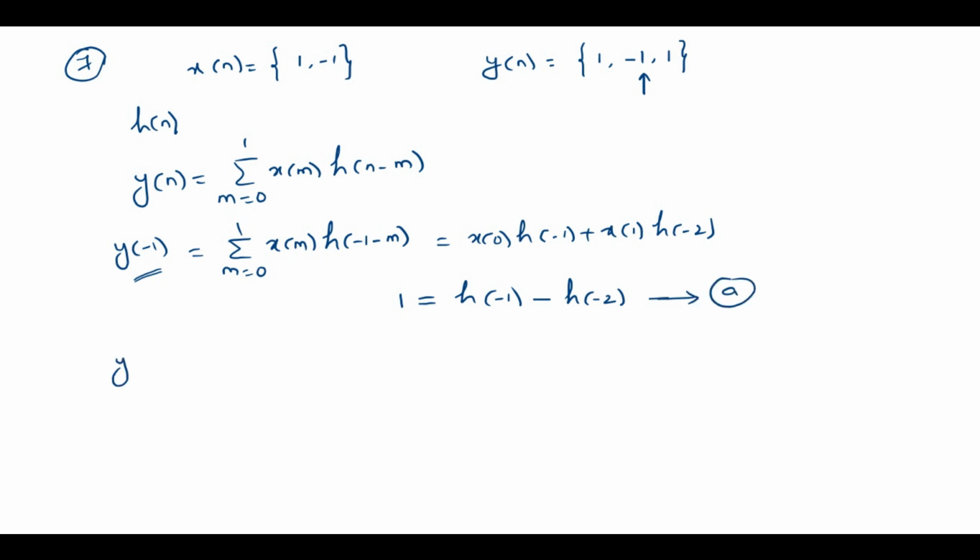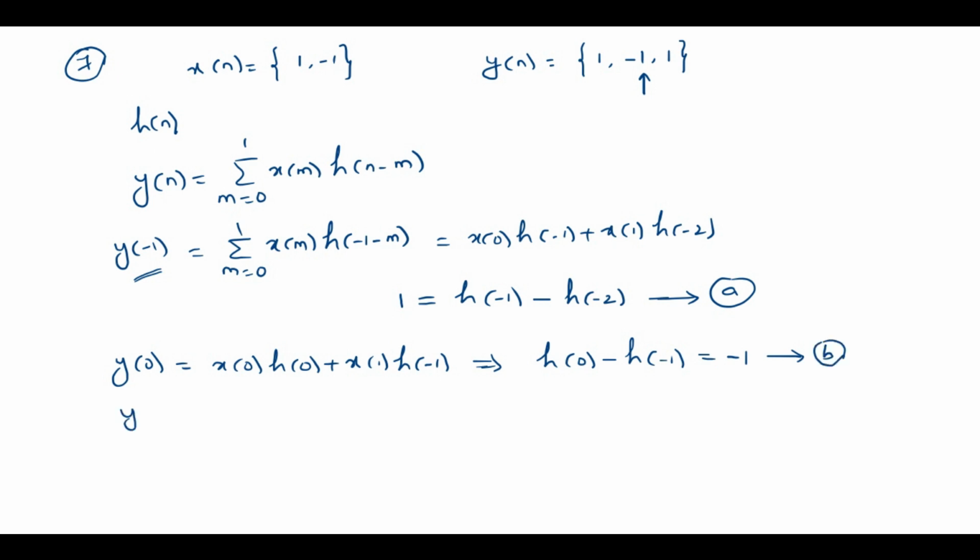Then similarly find y of 0. What happens? You will get x of 0 into h of 0 plus x of 1 into h of minus 1, which is h of 0 minus h of minus 1. Which value is equal to y of 0? The y of 0 value is minus 1. Let us take this as B.